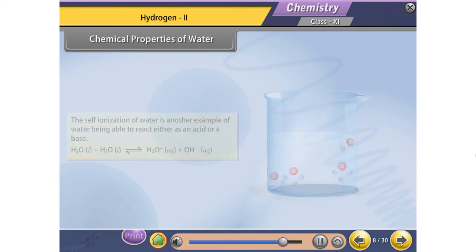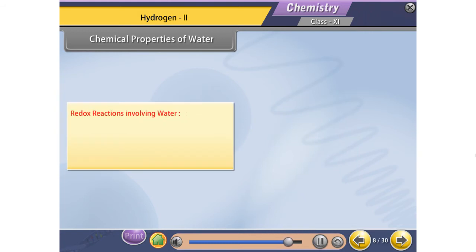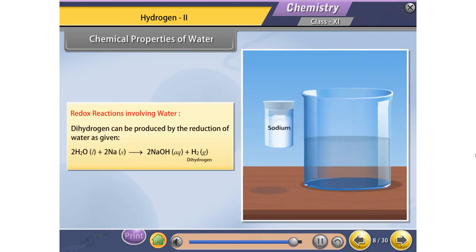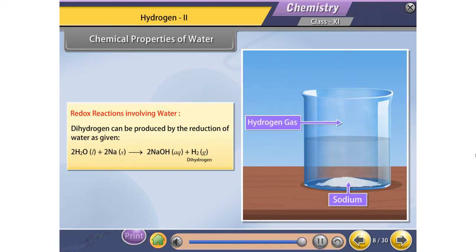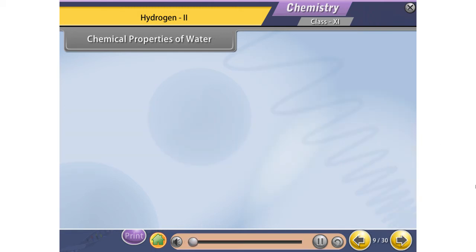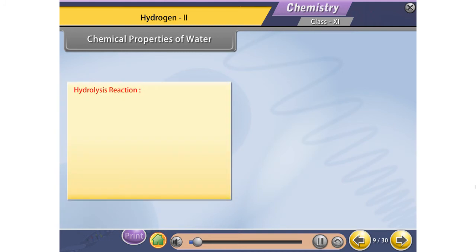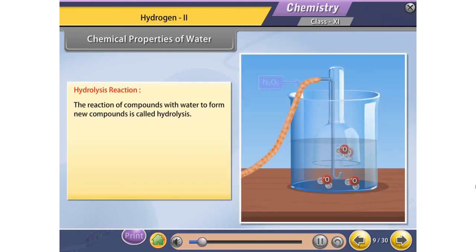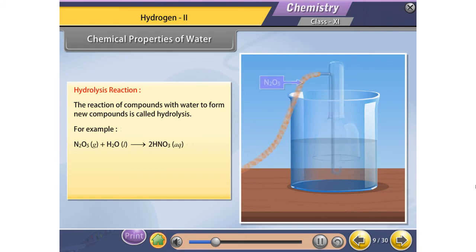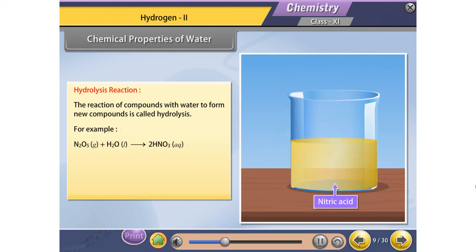Redox reactions involving water. Dihydrogen can be produced by the reduction of water as given. Chemical properties of water. Hydrolysis reaction. The reaction of compounds with water to form new compounds is called hydrolysis. For example, dinitrogen pentoxide reacts with water to form nitric acid.